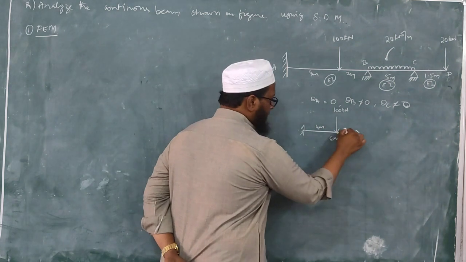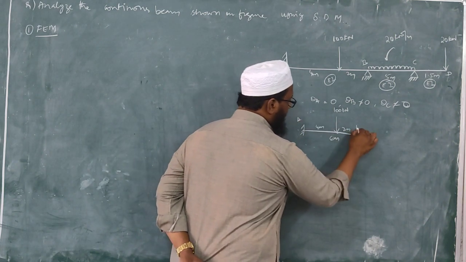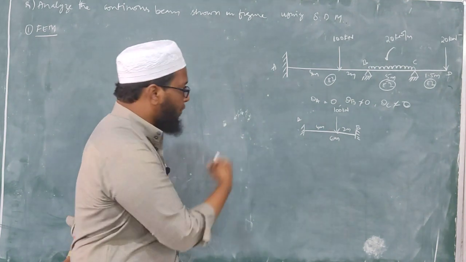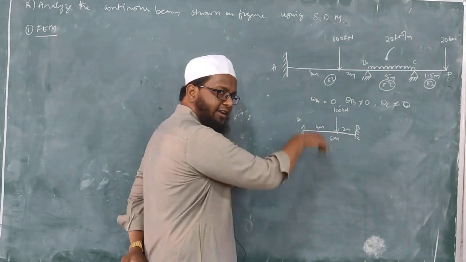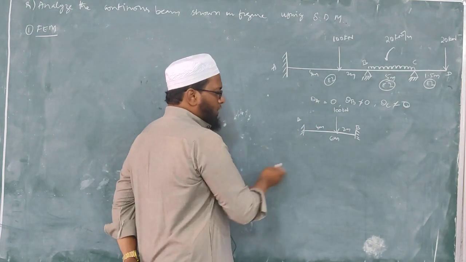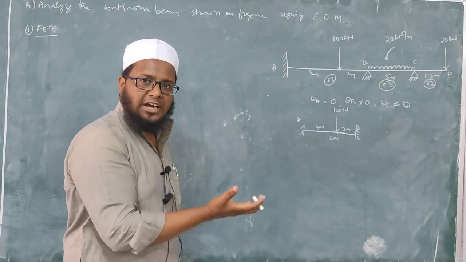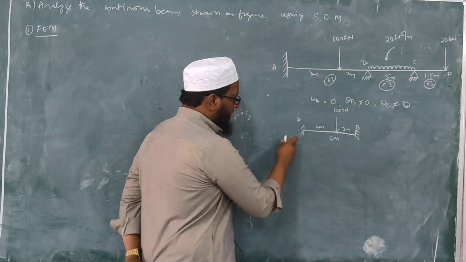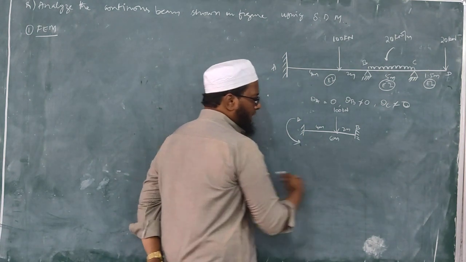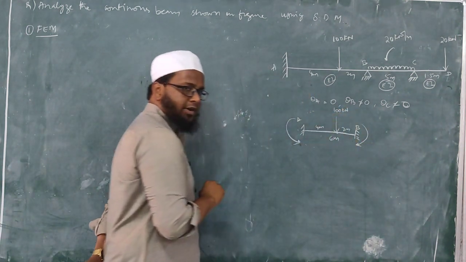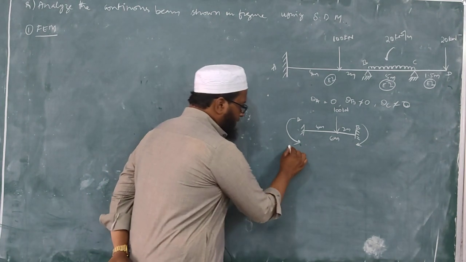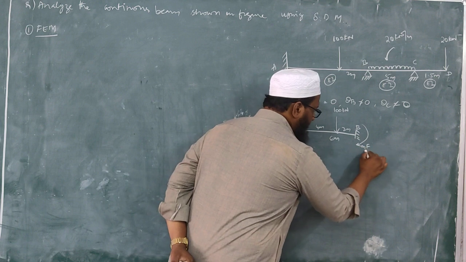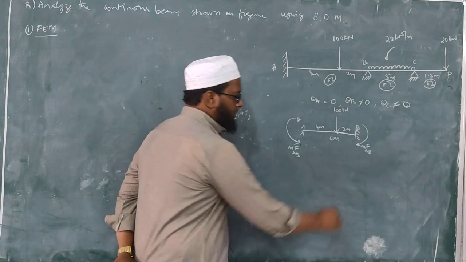This is 4 meter, this is 2 meter, and this is A and B. Because of this eccentric point load, my beam will try to deflect in the downward direction. To resist that deflection, the supports will try to create moments in the opposite direction, one anti-clockwise and another clockwise. I will name this moment MF AB and this one MF BA.